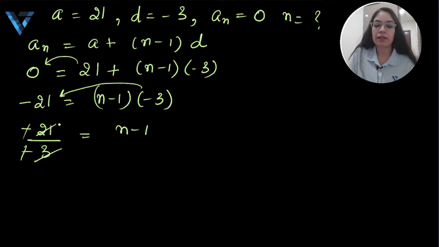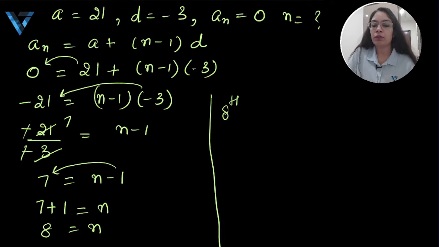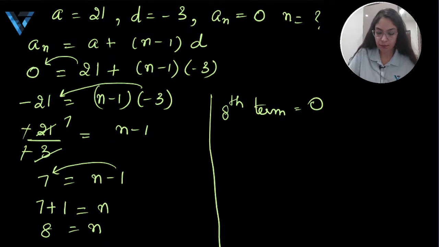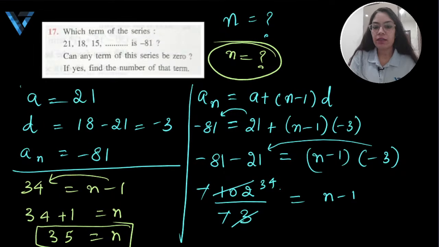Minus and minus will get cancelled here, so 7 is equal to n minus 1. Minus 1, when I shift to this side, will become 7 plus 1 is equal to n. So 8 is equal to n. So the 8th term is equal to 0. That means a8 is equal to 0. If yes, find the number of that term.